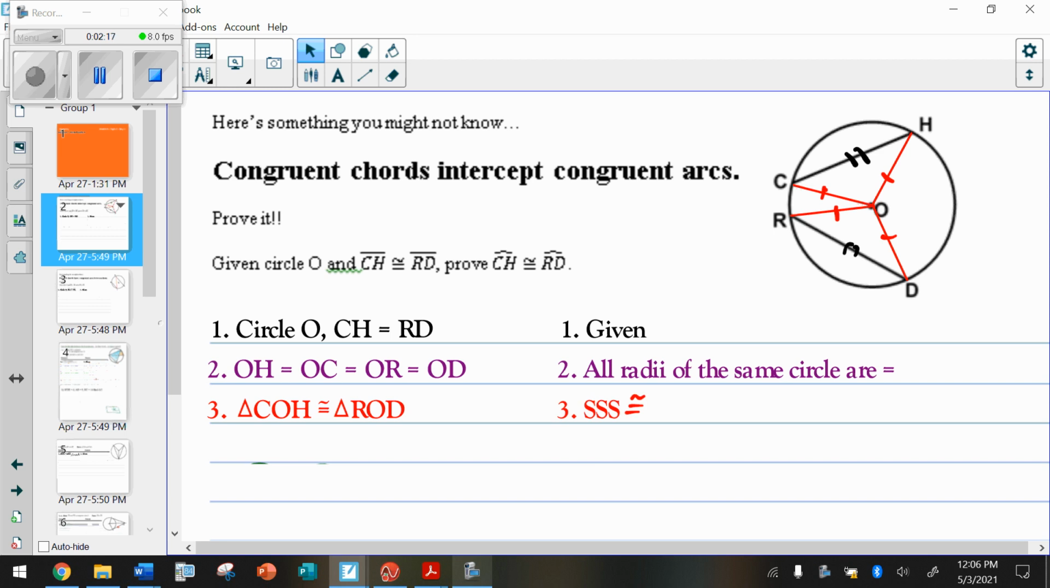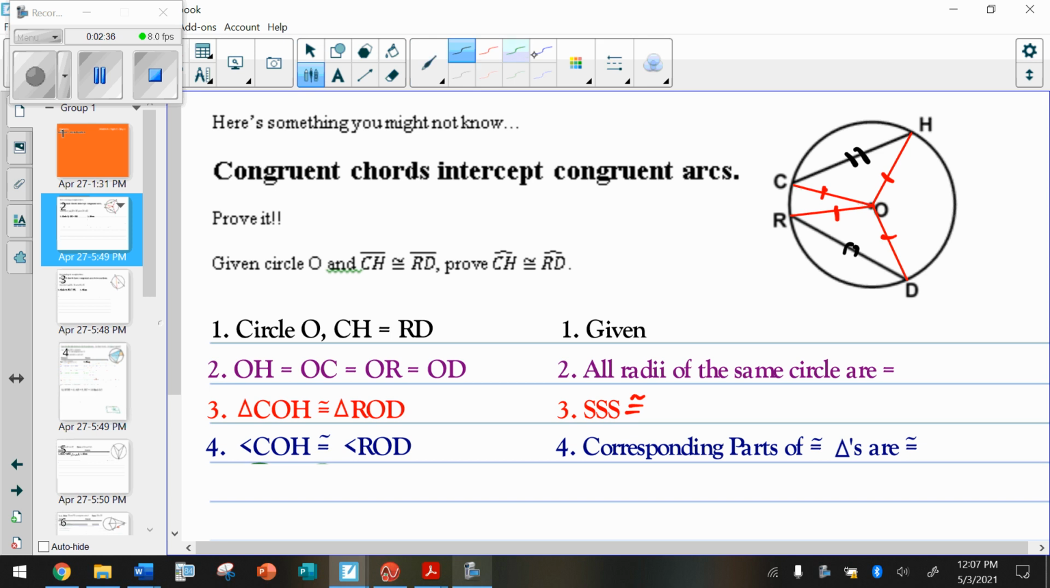That means we have 2 congruent triangles by side, side, side. Now, how does that help us? Well, once we have the 2 congruent triangles by side, side, side, we can match up the angle COH and ROD because corresponding parts of congruent triangles are congruent, or CPCTC. That gives us a pair of congruent central angles.